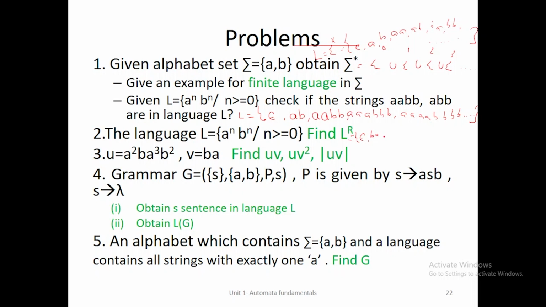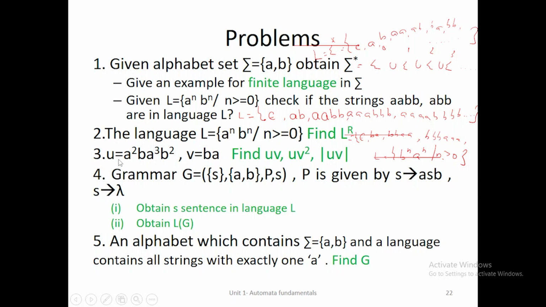AB order reverse is BA. Double B reverse is double B, double A. Like that, triple B, triple A, 4B, 4A. So we can write it in a generalized form, that means B power n, A power n, where n is greater than or equal to 0. This is the answer for the second one.